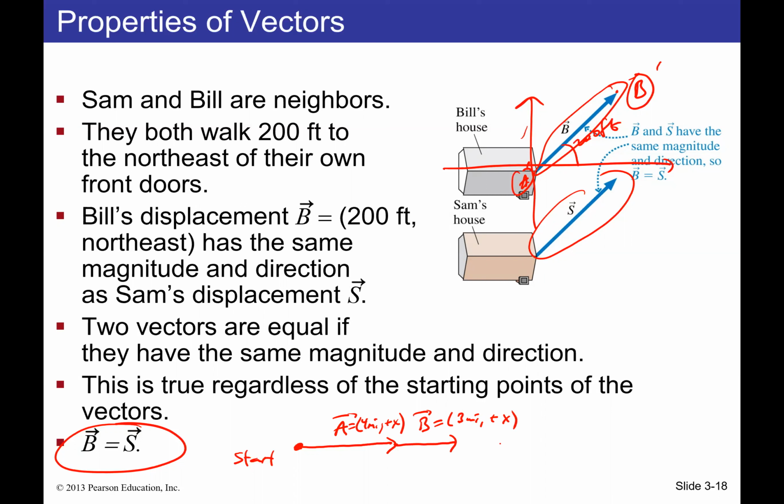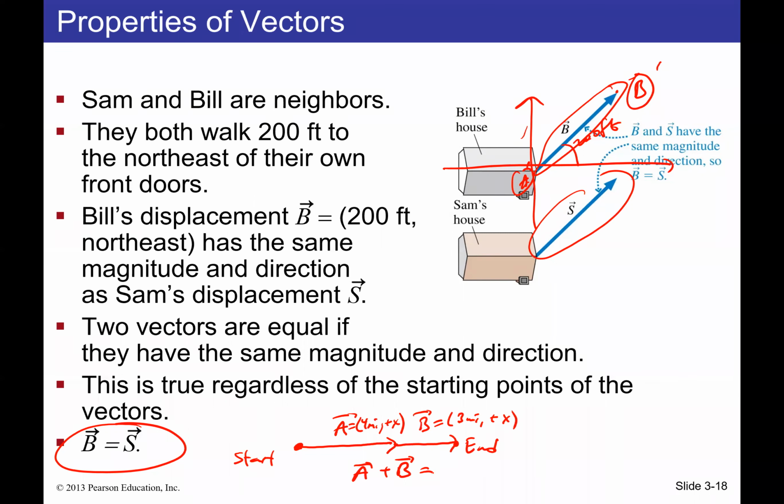Then to find the net displacement, from your starting point to your end point, I would take the vector sum of vectors A and B. But this time, those two vectors, A and B, are on the same axis. That means both of them are horizontal.